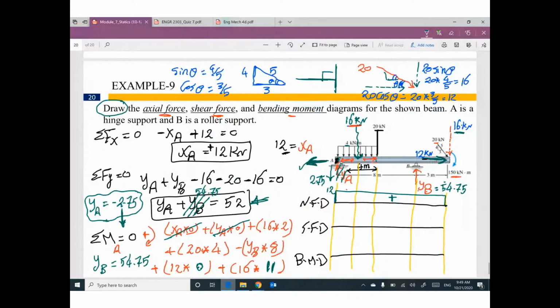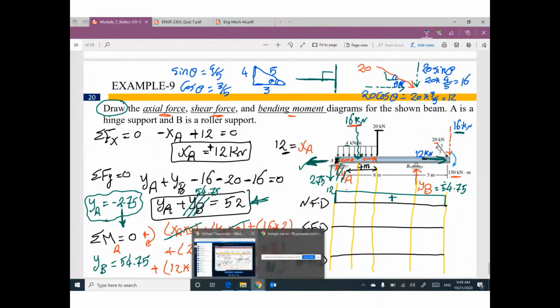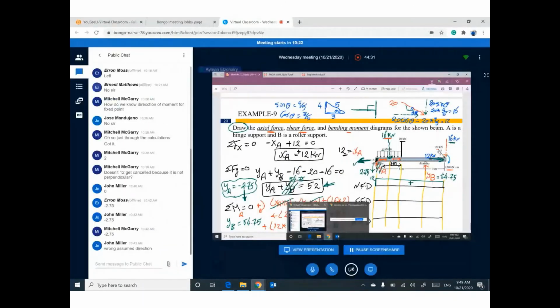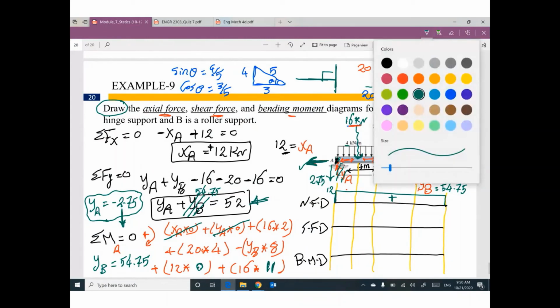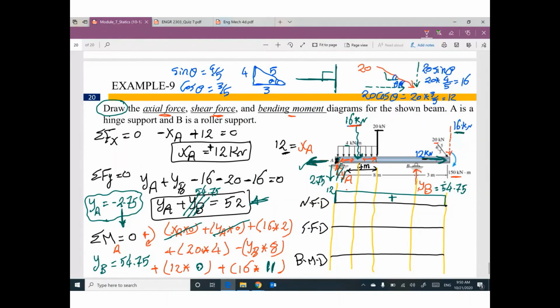Any comment? Okay. Next diagram. Shear force diagram. I will go up if the force goes up. I will go down if the force goes down. But I have to start from left. Here is the left. What do you have at this left?